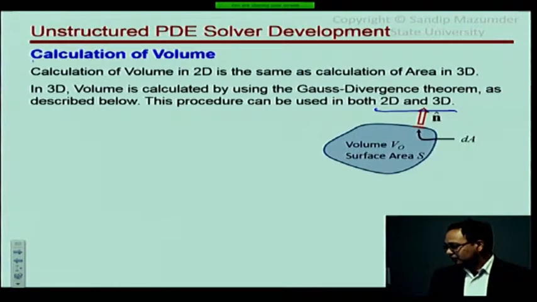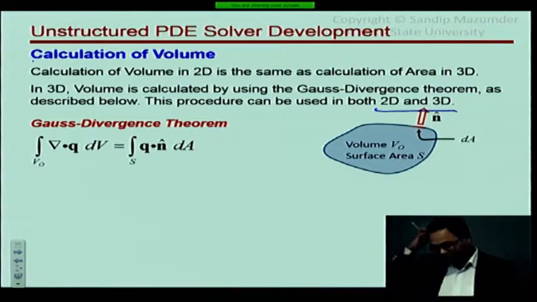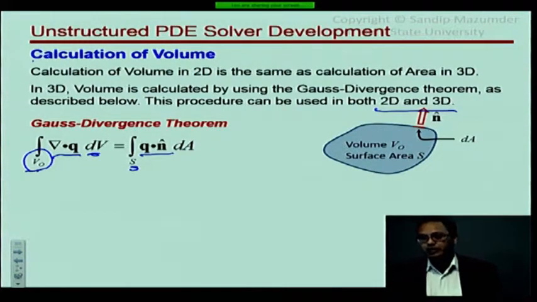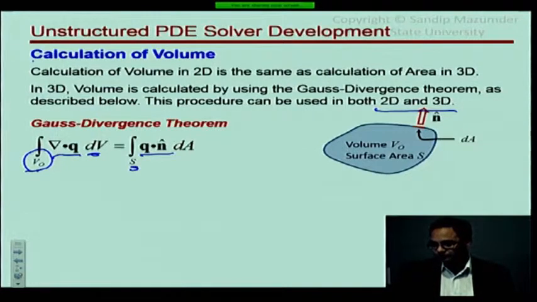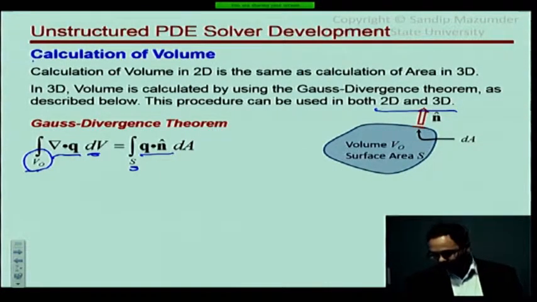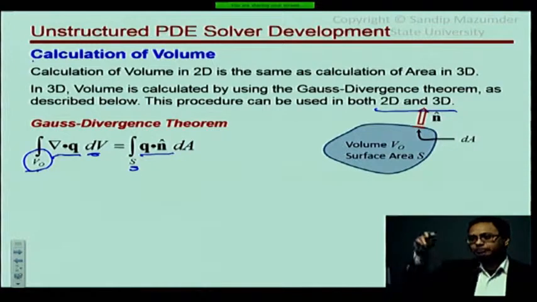So Gauss divergence theorem, we've talked about this many times by now. This is what the theorem says. If I have divergence of a vector q and I do a volume integral over some volume V0, then it reduces to the surface integral of q dot n dA. This is the geometric interpretation. Now I'm going to use this theorem to calculate volume of an arbitrary polygon.